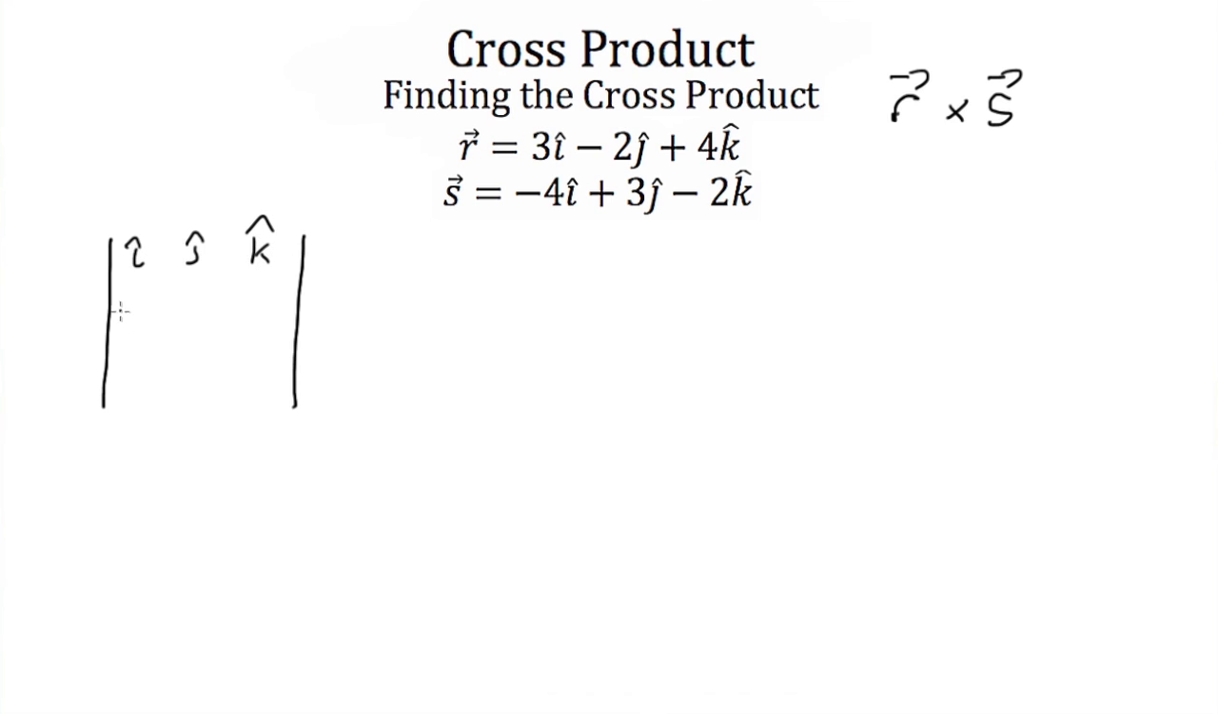Then in the next row, we take our first vector, which is r, if we're crossing r with s. Underneath the i, we put the amount r moves in the x direction, so 3. Underneath the j, we put the amount r moves in the y direction, so -2. And underneath the k, we put the amount it moves in the z direction, so 4.